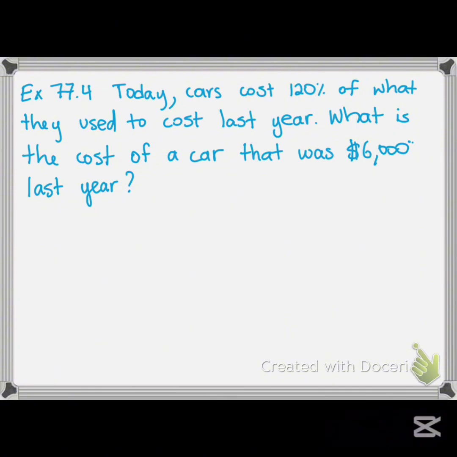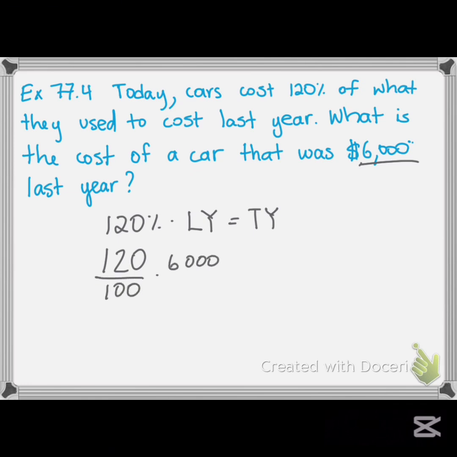So in this case, what we have to do is think that 120% is what we have. The original number is last year. And then this year, when there is an increase, is the part or the new number after. So if we go to the exercise, 6,000 represents last year. So we'll have to multiply 120% times 6,000 to find the price now.